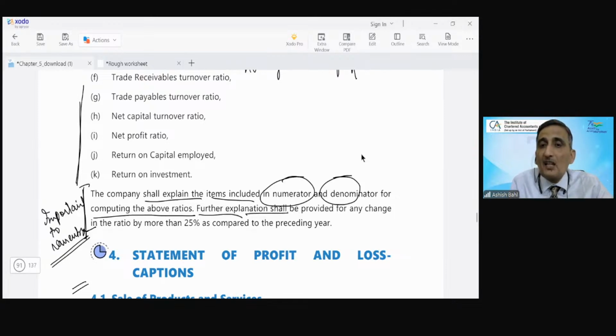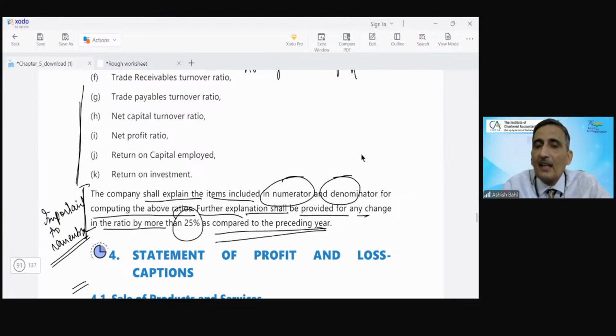Further explanation shall be provided for any change in the ratio by more than 25% as compared to the preceding year. So if there is a change in ratio as compared to preceding year by more than 25%, then explanation shall be provided that why the ratio has changed by more than 25%.